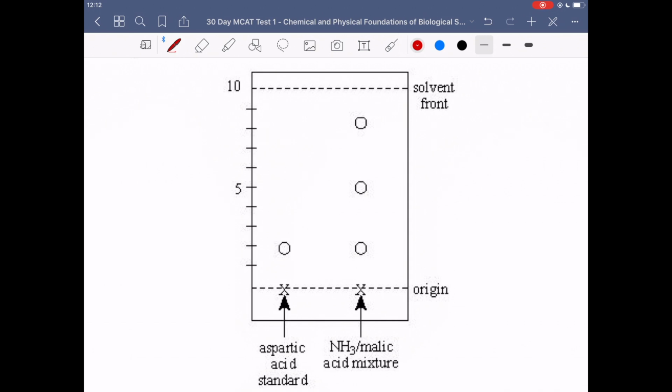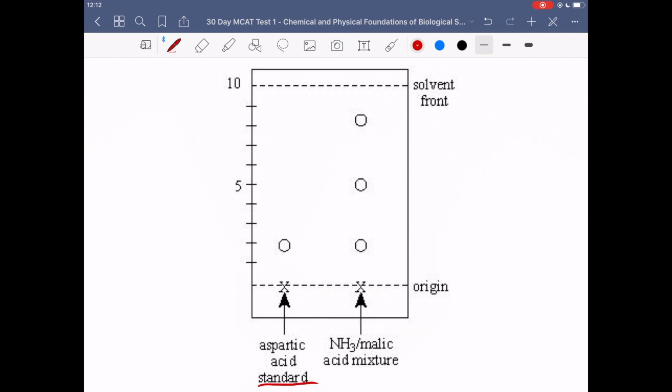And we're told over here on the left, this is our aspartic acid standard. So this spot, which is present in both the standard and then the actual mixture that they did, we can tell that aspartic acid was formed based on the experiment that they did. But either way, we're told that this spot is where aspartic acid is. So we see how far that moved, which is around here.